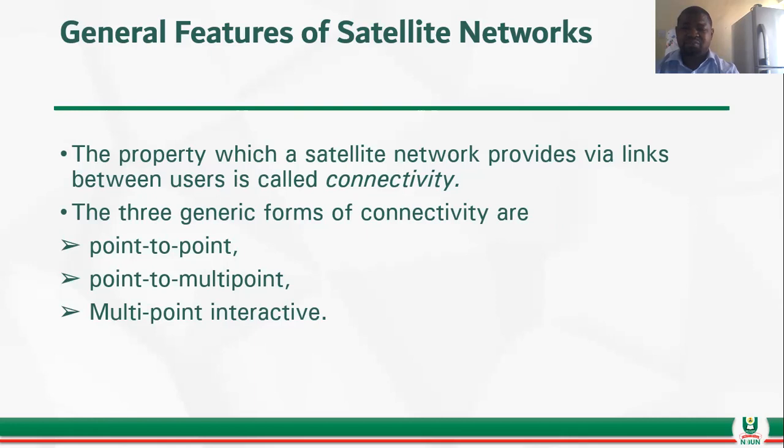Now the three generic forms of connectivity are point-to-point, point-to-multipoint, and multi-point interactive. Let me take it again. The three generic forms of connectivity are point-to-point, point-to-multipoint, and multi-point interactive. So I expect you to know this, which you should not forget. You should always know that the three generic forms of connectivity are point-to-point, point-to-multipoint, and multi-point interactive.